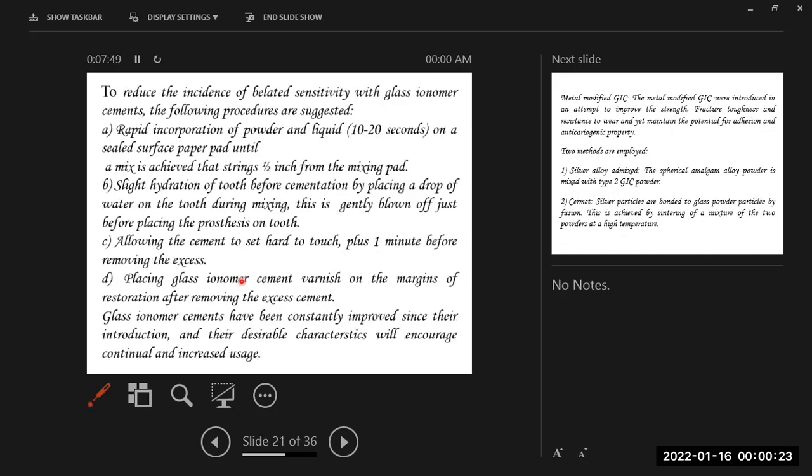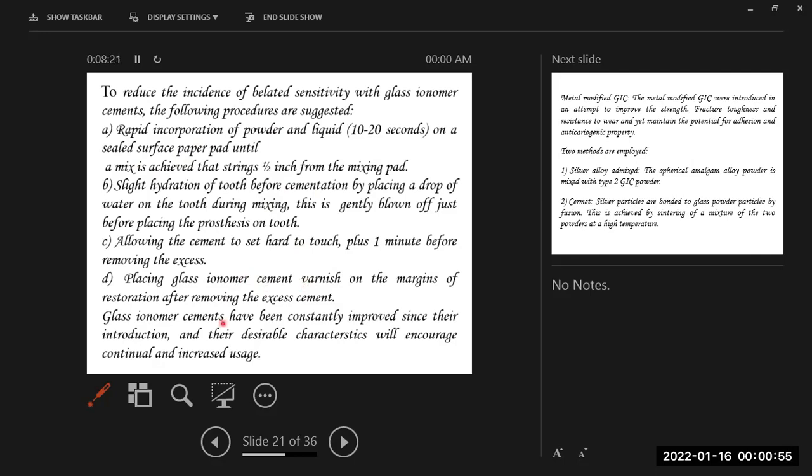Now, to reduce the incidence of sensitivity with glass ionomer, you can do rapid incorporation of powder and liquid on the pad. Some slight hydration of the tooth can be done before you apply the cement, and blot it out with cotton just before placing the cement. You can also place varnish on the surface of the cement.